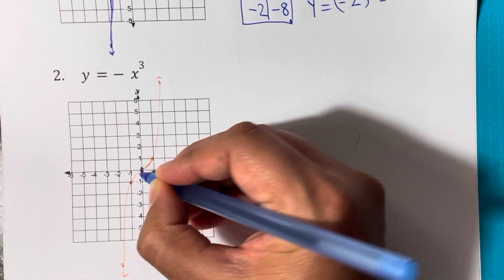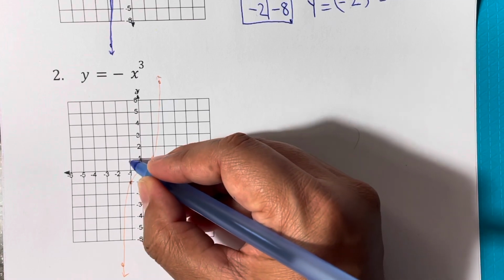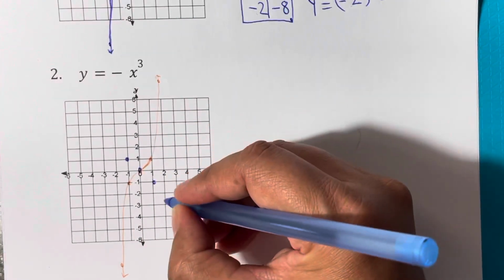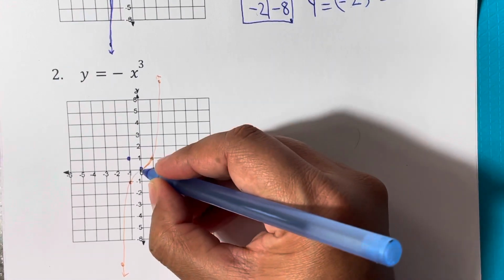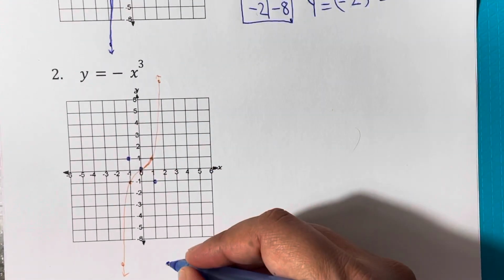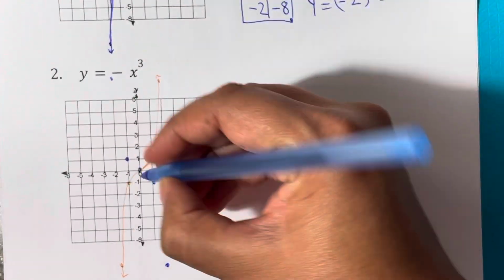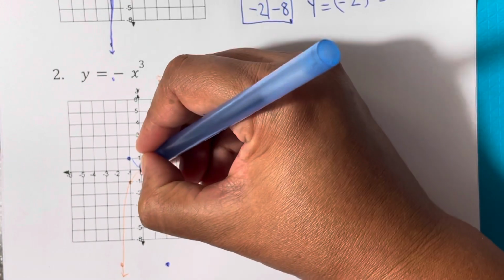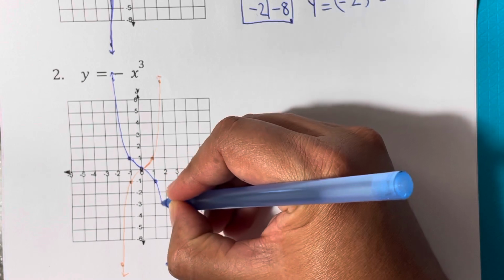This point will stay the same. This reflects over here. This goes up. And then we have -8. So it's basically this one reflects down here. And this point will reflect up here. So our graph should be something like this. Now let's do it with the table.